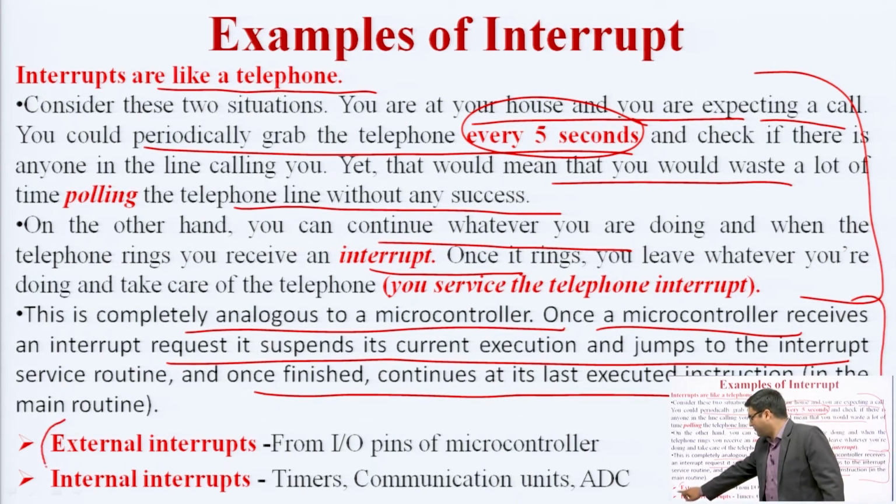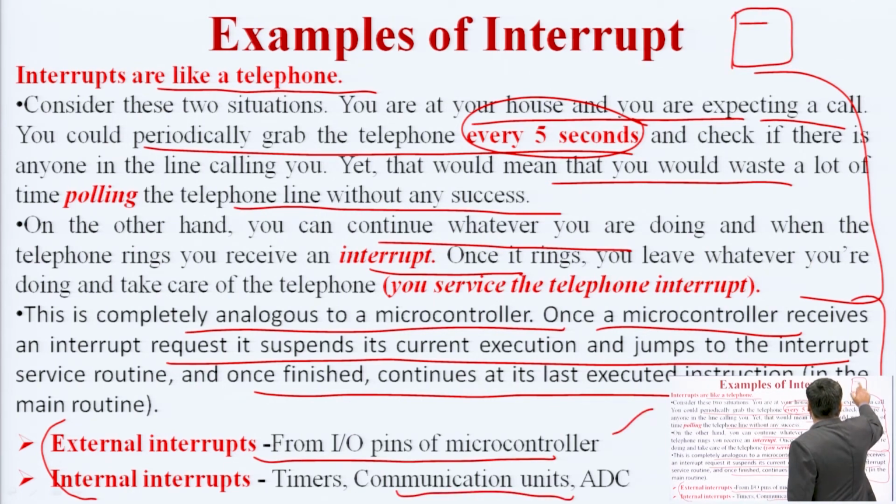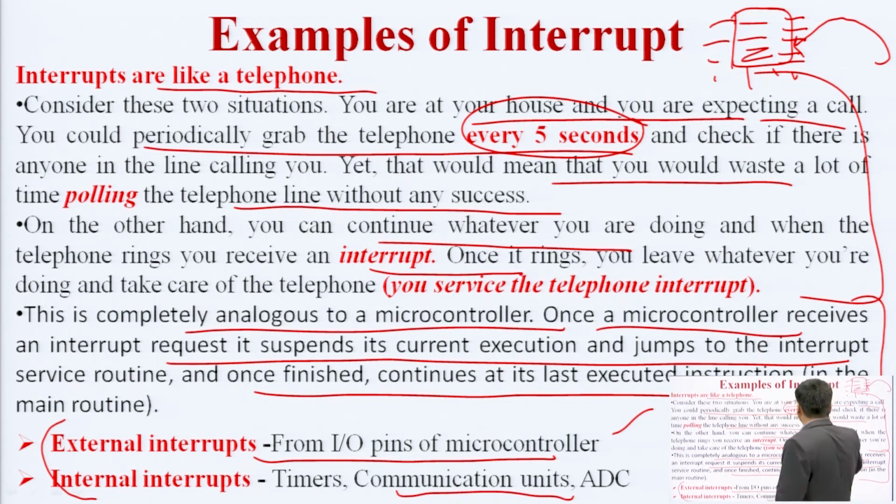There are two types of interrupts, external interrupts and internal interrupts. As the name implies, external interrupts come from an external source to the GPIO input output pins of the MSP 430 chip. Internal interrupts are already available inside the chip. For example, timers, communication units, ADC, and DAC all have interrupt units.